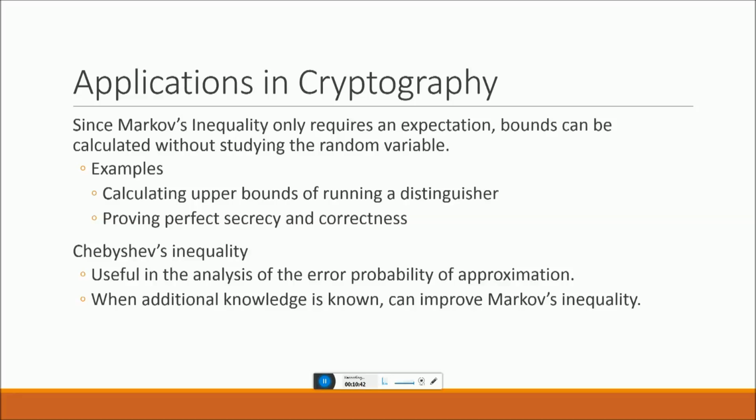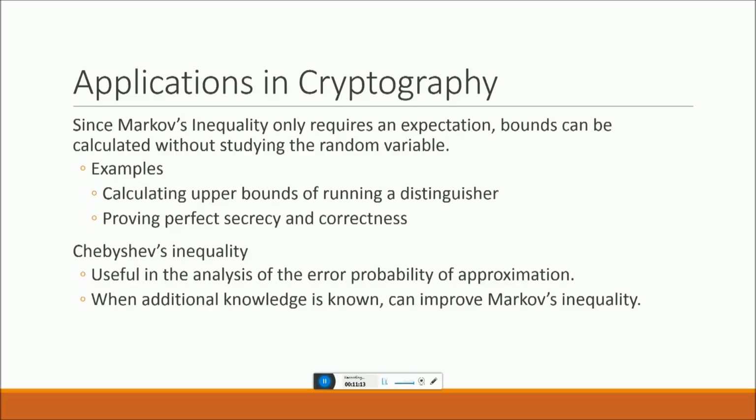And for Chebyshev's, since it's an improvement on Markov's, given that you have a variance and therefore more knowledge about your random variable, you can use it in place of Markov's to give a better, tighter bound. So for any application in cryptography where Markov's inequality is used, if you have variance, you can use Chebyshev's. Another specific area where Chebyshev's is useful is the analysis of error probability of approximation, for repeated sampling.